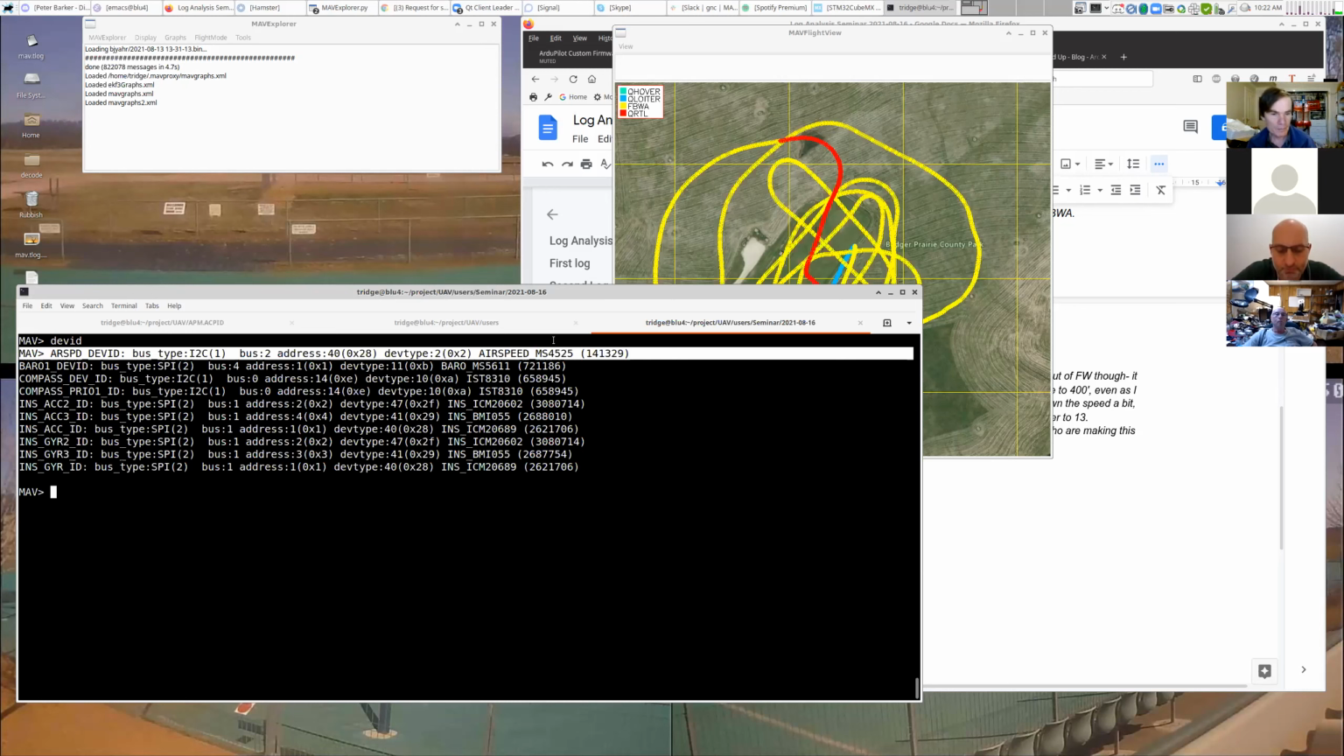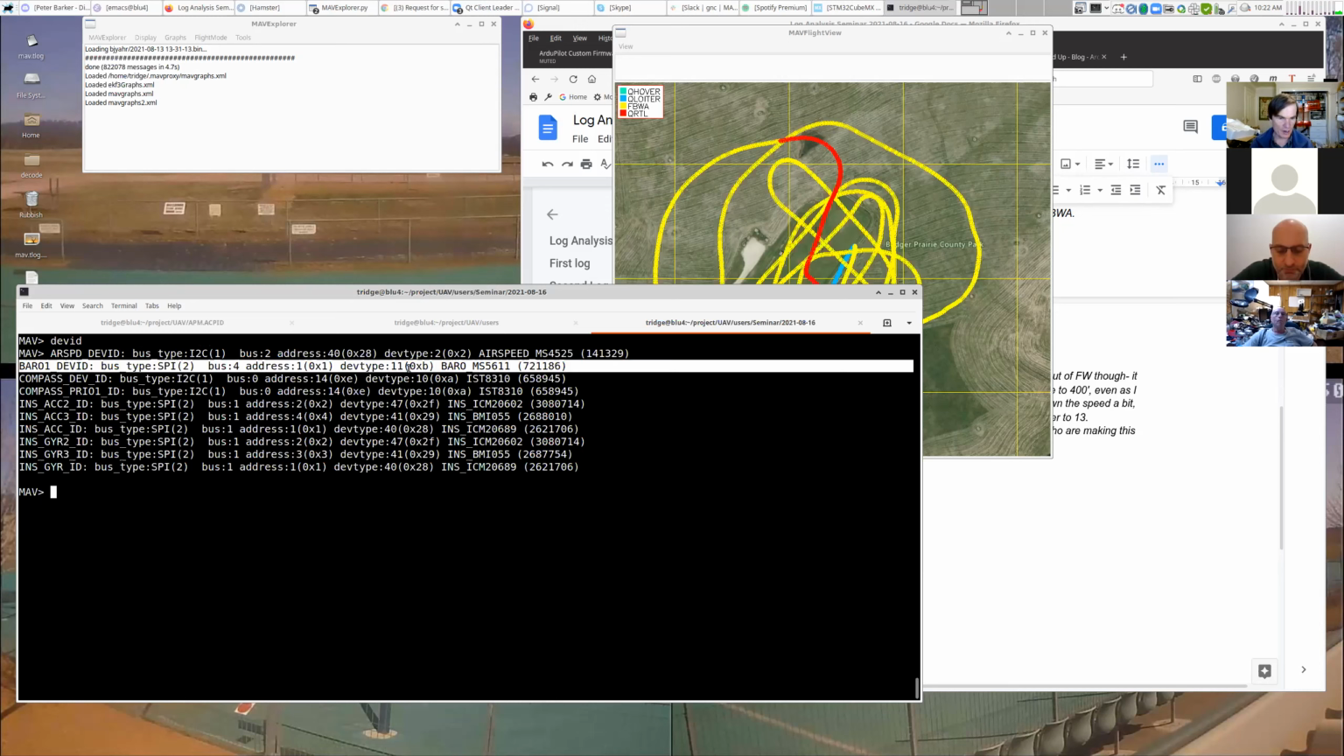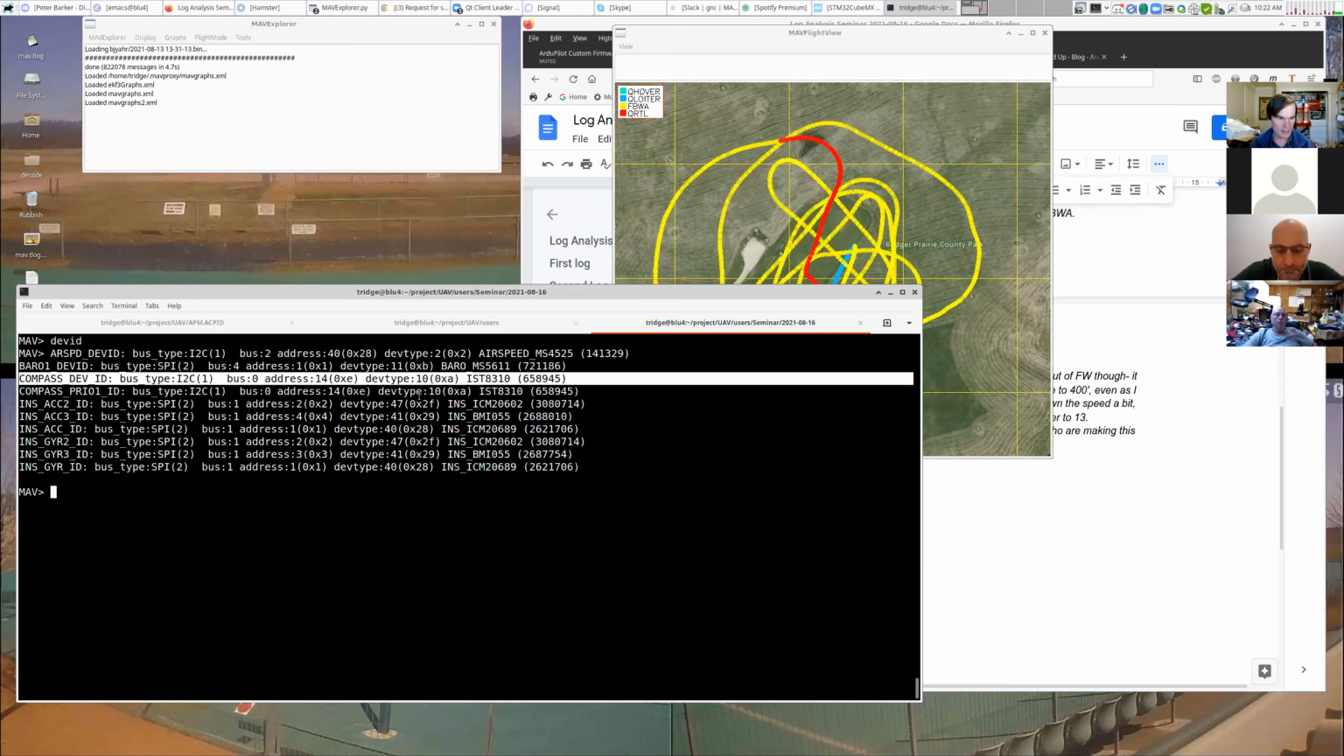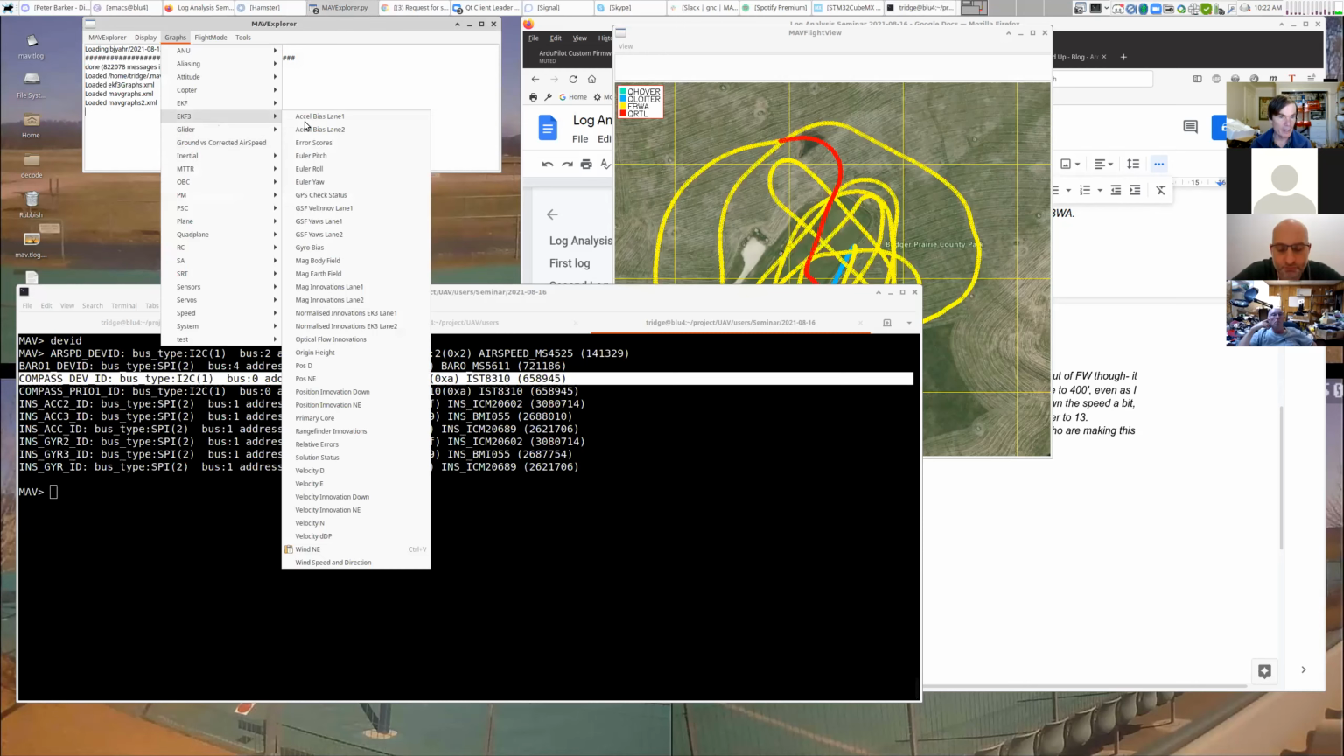Okay, so he's got this MS4525 airspeed sensor. He's got an MS5611 Baro. He's got just one IST8310 compass, and then he's got 3 IMUs. All right, so let's have a look at how we're doing in our state estimation.